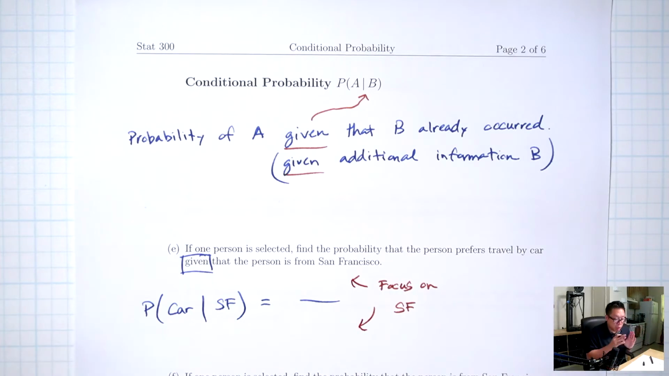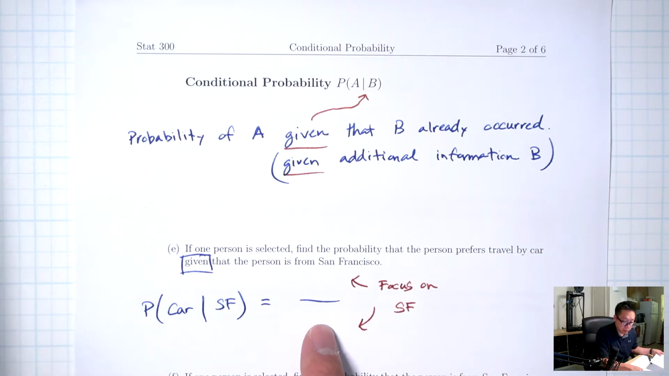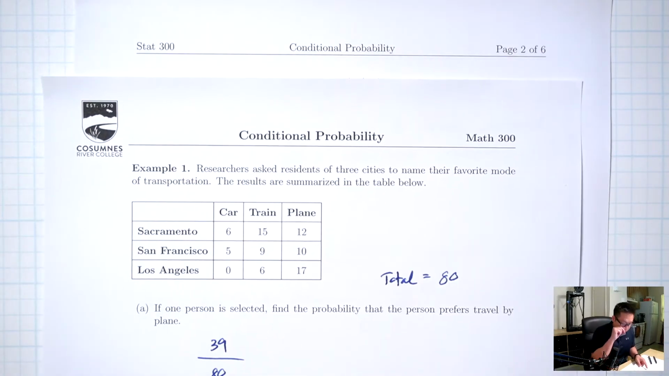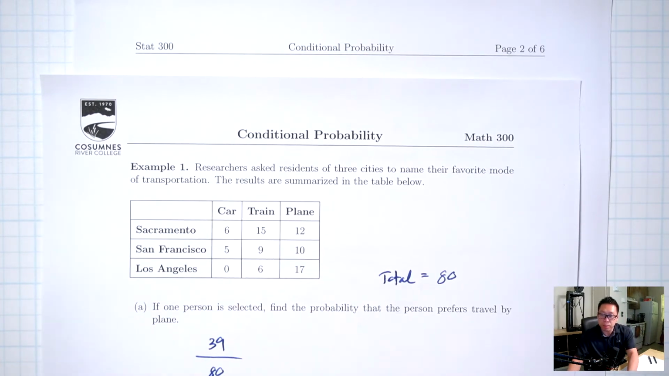And that's because we know we have additional information that the person is for sure from San Francisco. So we're just going to focus on the San Francisco numbers for the top and the bottom. So for the bottom, focusing just on the San Francisco numbers, how many are there total? Just the San Francisco numbers would be 5, 9, 10. So 5 plus 9 plus 10. The total is 24, so that's the bottom.